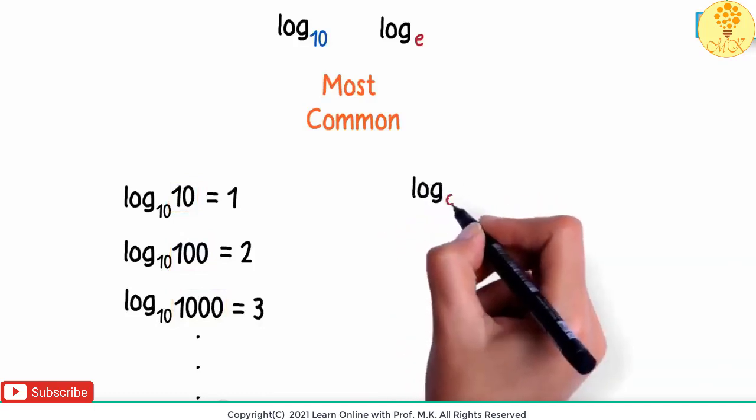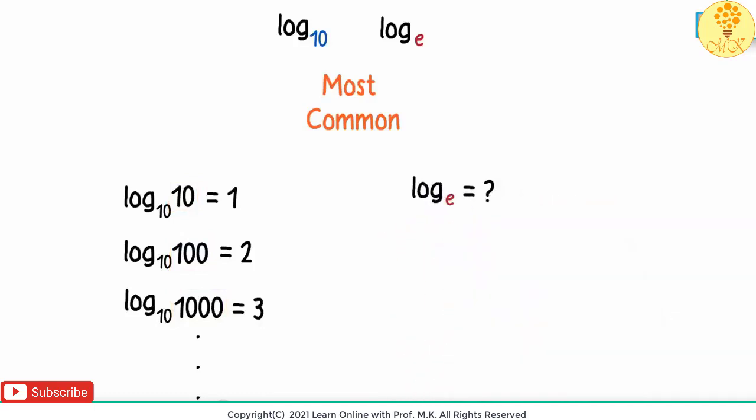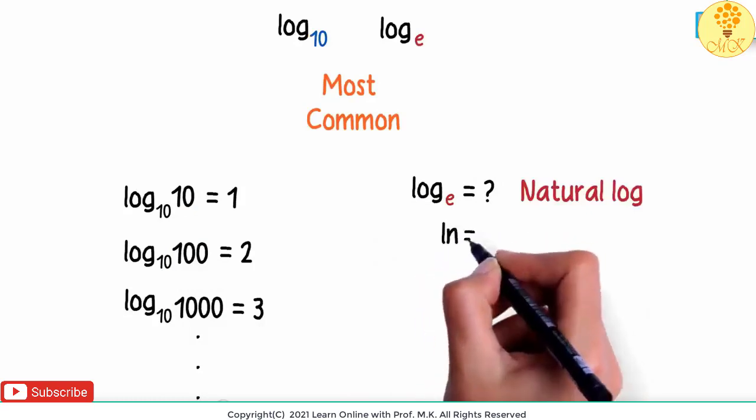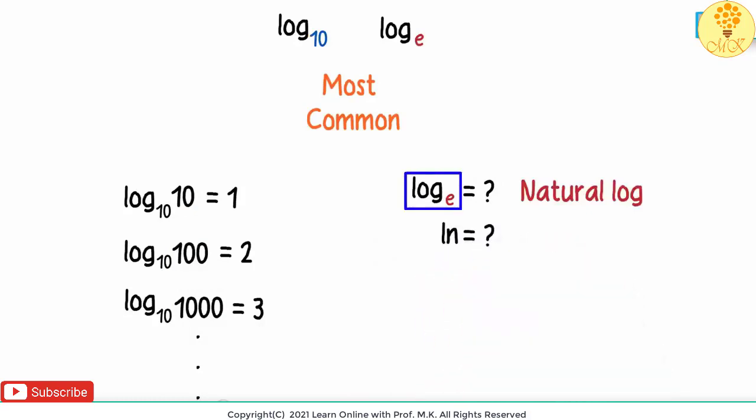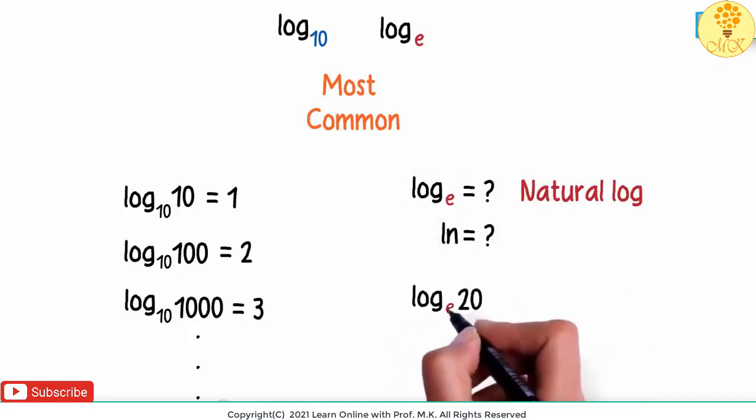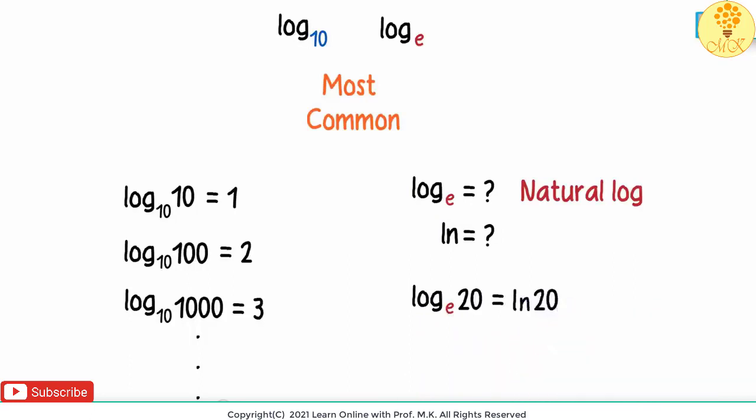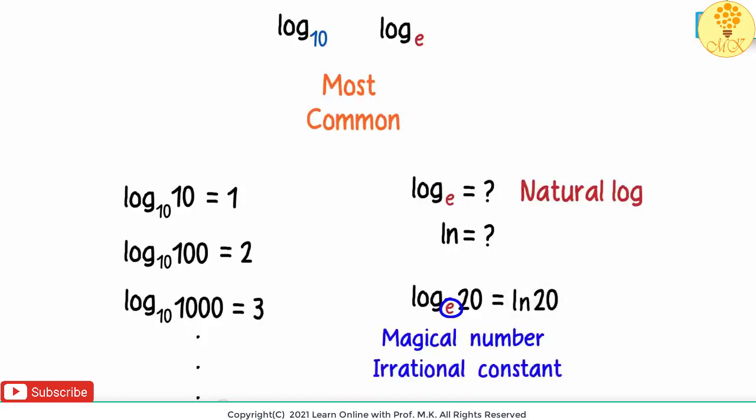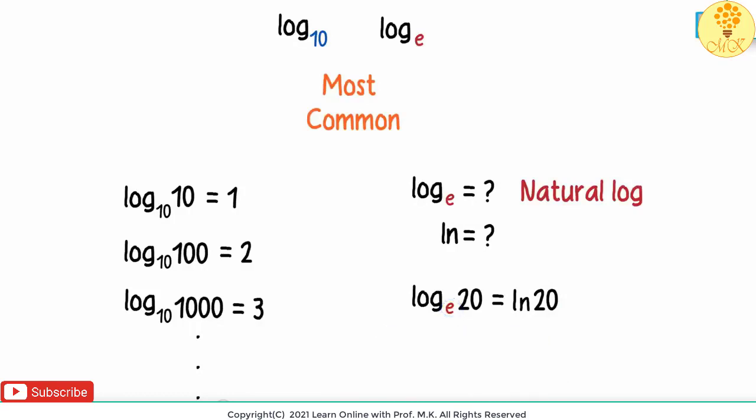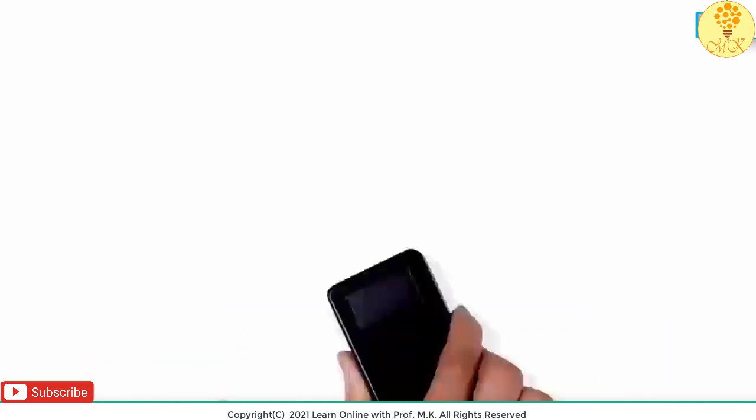But log to the base e is what I'm deeply interested in. It's called the natural log. And it's also written as ln. Yes, log to the base e is also written as ln. So log 20 to the base e can be written as ln of 20, the natural log of 20. What is this e? Some call it a magical number. Some call it an irrational constant. Some call it Euler's number. But the harsh truth is this: very few people actually understand what e is.